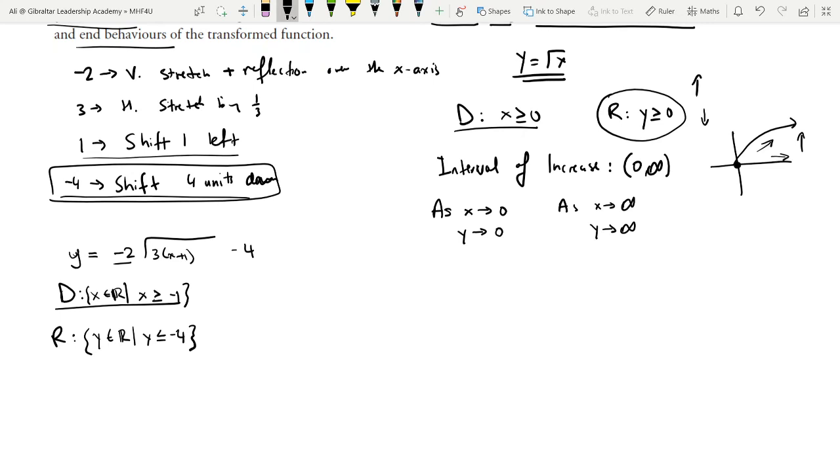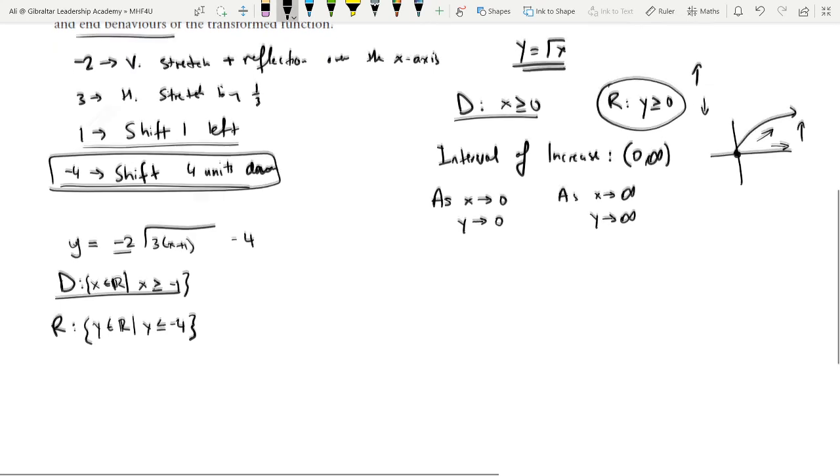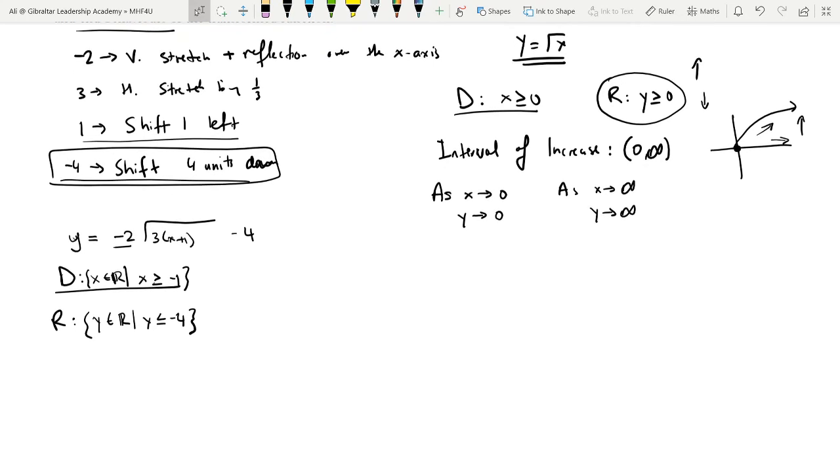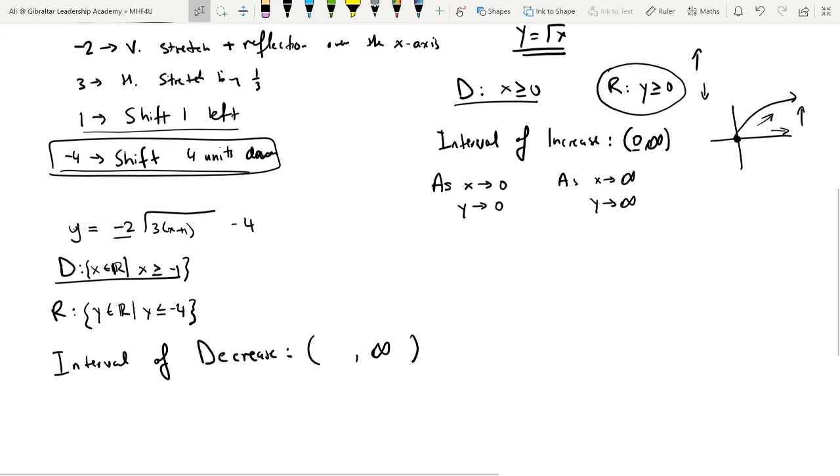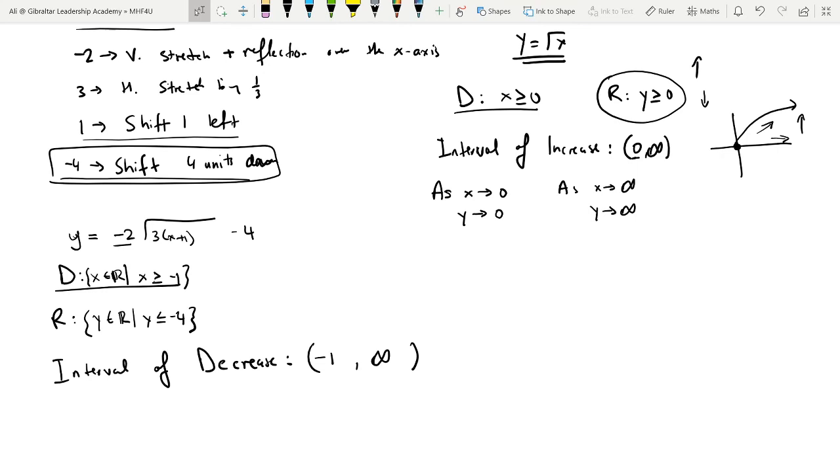Okay, let's look at our interval of increase. Again, now that the function has been reflected and it is now trending downwards, there is no more interval of increase. Instead, there is only an interval of decrease. The interval of decrease is now going to go till infinity, but we have to look at where it starts. Instead of starting at 0, it starts at -1 and it goes till infinity.